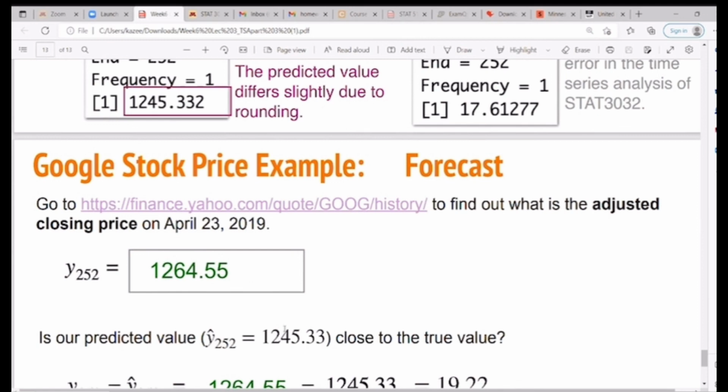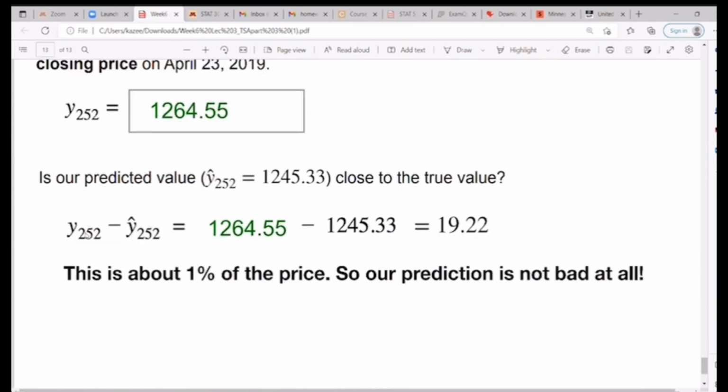Now, if you want to know our residual, we can subtract that and see the gap. Look at that. When you subtract the predicted from the original value, that gives us this. That value is very, very small, about 1% of the price. So our prediction is not bad at all. Can you see that? Our prediction is not bad at all.